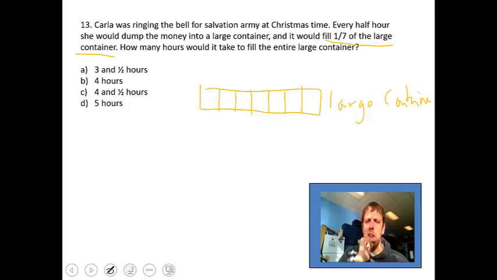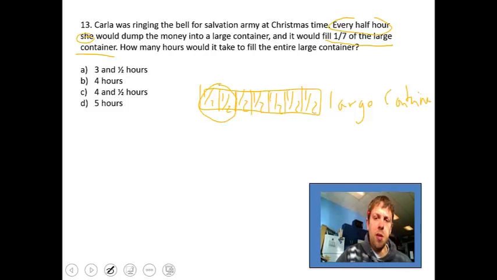Now, does it tell me anything specific about each part of the large container? It does. It says every half hour she would dump the money into the large container. So in order for the container to be filled this much, it takes a half hour. That means this part also takes a half hour, and this one a half hour, and it keeps on going. So we have a lot of half hours.